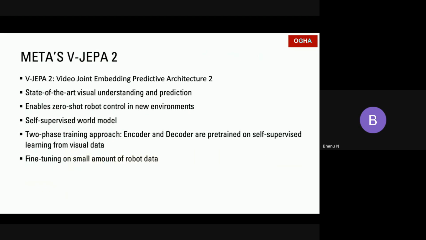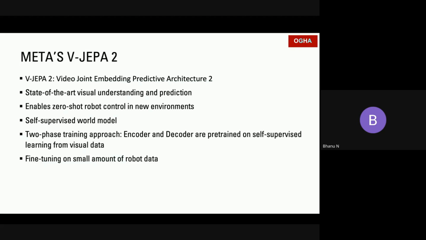Then we'll take a look at Meta's V-JEPA 2. V-JEPA is an acronym for Video Joint Embedding Predictive Architecture, version 2. Again, this is a very state-of-the-art visual understanding and prediction model.